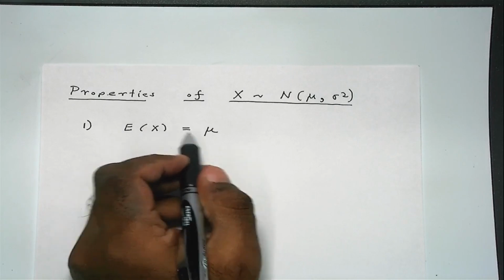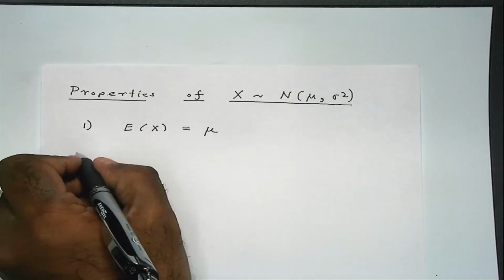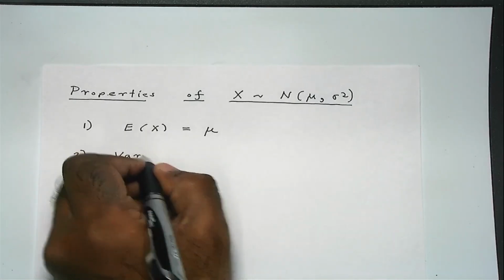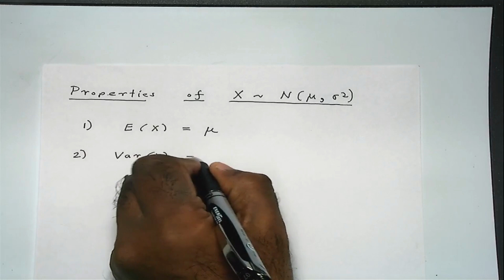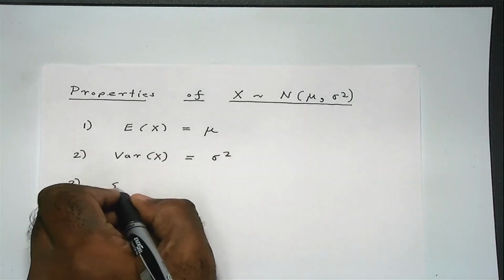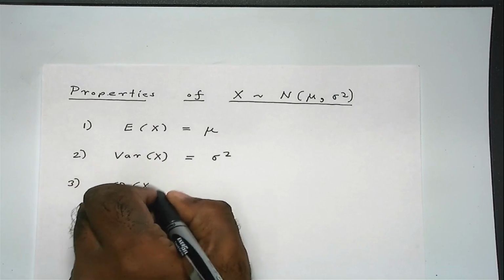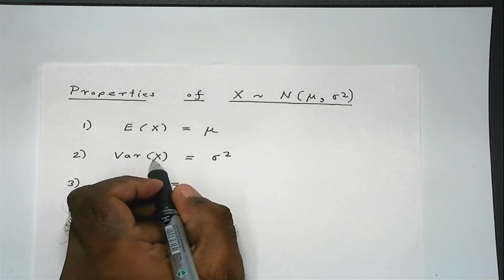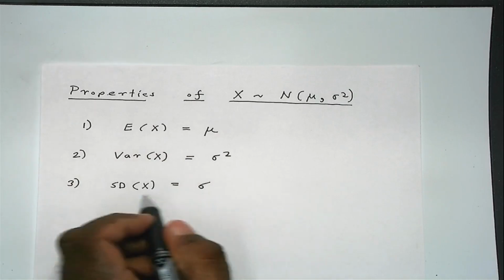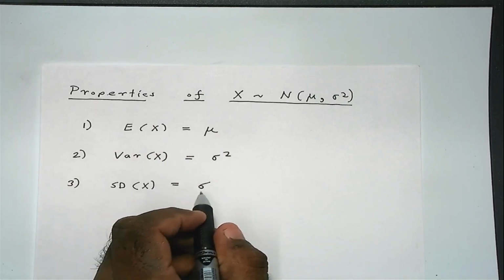Number two, the variance of x is equal to sigma squared. Number three, the standard deviation of x, which is the positive square root of the variance, is equal to sigma. And this is exactly why sigma is known as the standard deviation parameter, right?